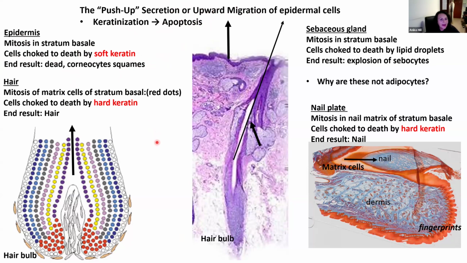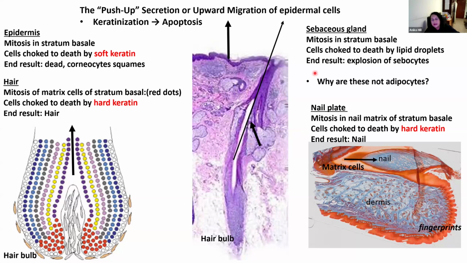Then in the hair, actually, the situation is also similar. The hair follicle is actually the extension of the epidermis, and these are the matrix cells, which are kind of like, as I wrote here for you, red dots, kind of like the stratum basale in the epidermis. And this is where the mitosis occurs, and the hair is just pushed upward. So it's migrating upward until your hair is sticking out from your skin. And this type of keratin is actually another kind, hard keratin.